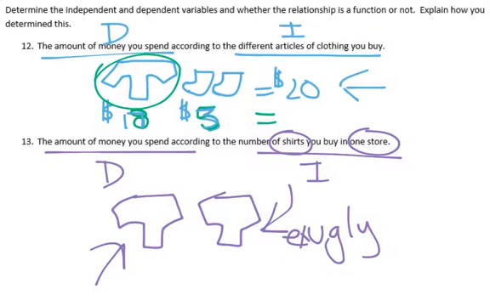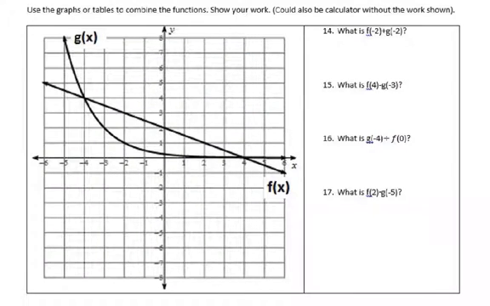Extremely ugly. Alright, last couple of problems. Use the graphs or tables to combine the functions. Show your work. So now we're using the inputs to get the outputs and then combining them. Okay, combining these functions. So f of negative 2, g of negative 2. So negative 2, g is going to be 1. F is going to be 3. So 3 plus 1 equals 4. If I combine this with this, it'll bring us up to 4. That's kind of what we're thinking.